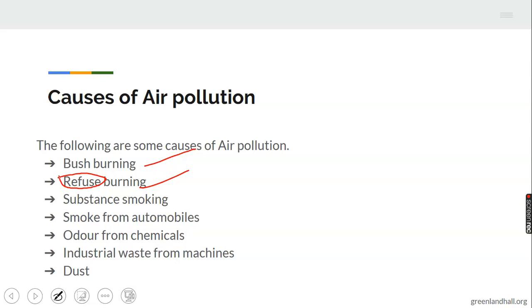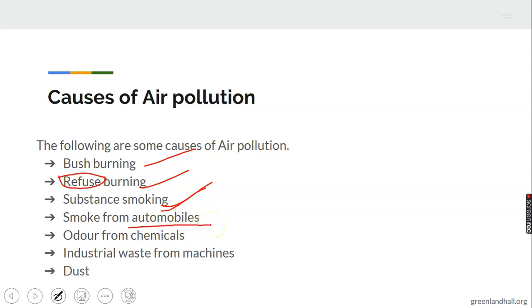So refuse burning, bush burning, substance smoking. That's cigarettes, marijuana, any kind of smoking, whatever brings out smoke. Tobacco, marijuana, whatever you smoke and smoke comes out is also a cause of air pollution. This substance that has been smoked and all those smokes have a lot of negative effects on the body. I'll tell you the effects as the class proceeds. Now, smokes from automobiles.